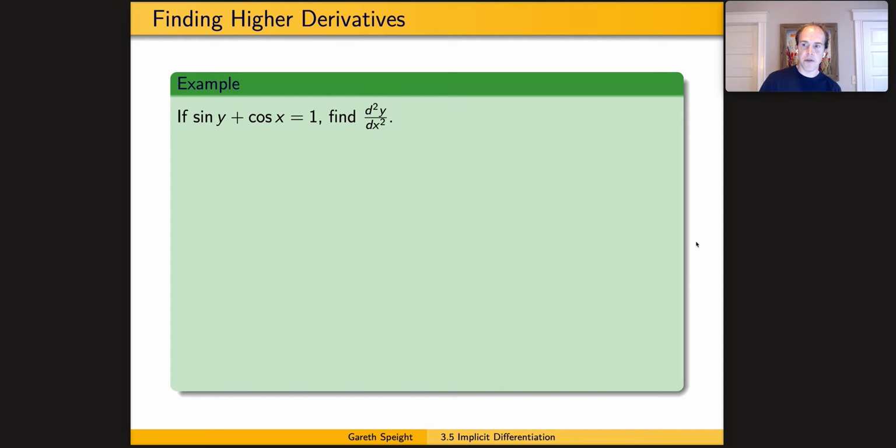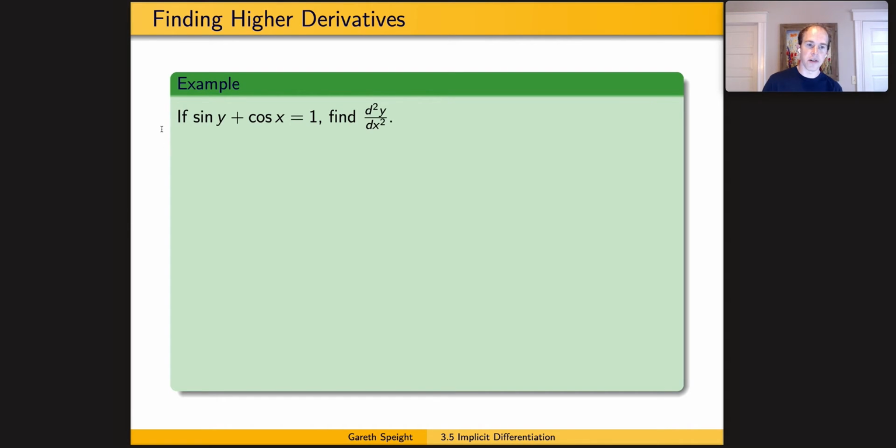Okay, another type of problem could be to find higher derivatives. So let's suppose that x and y are related by sine y plus cosine x equals 1. And let's find the second derivative of y with respect to x. Okay, so we could try to write sine y equals 1 minus cosine x and take arcsine of both sides, but we still don't know the derivative of arcsine just yet, and that would be a mess.